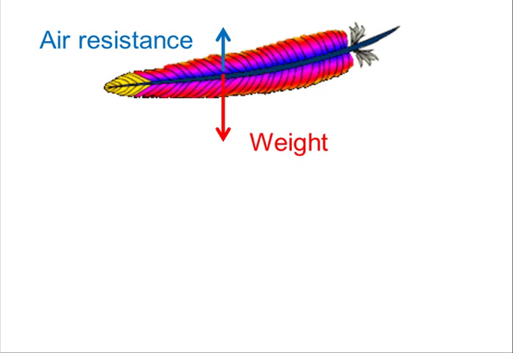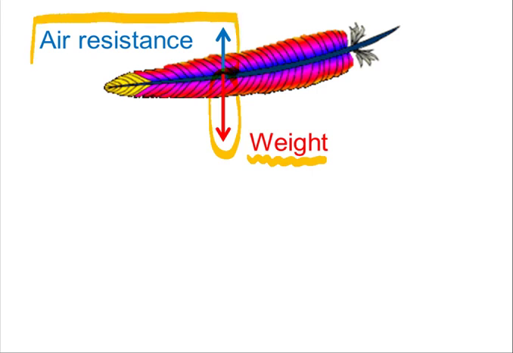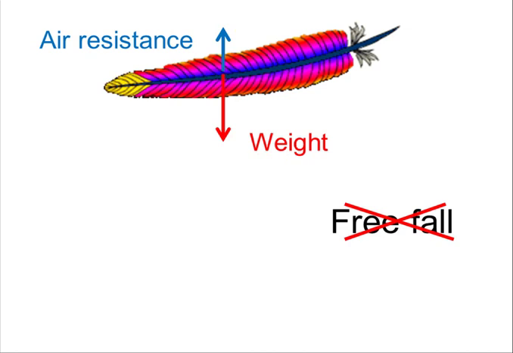It is not in free fall. Why not? Remember, in free fall, the object's weight is the only significant force acting vertically on it. But in the case of a feather falling, there is another very significant force, air resistance, acting upwards on that feather. And so the object is not in free fall. So it will not accelerate at the acceleration due to gravity, g.